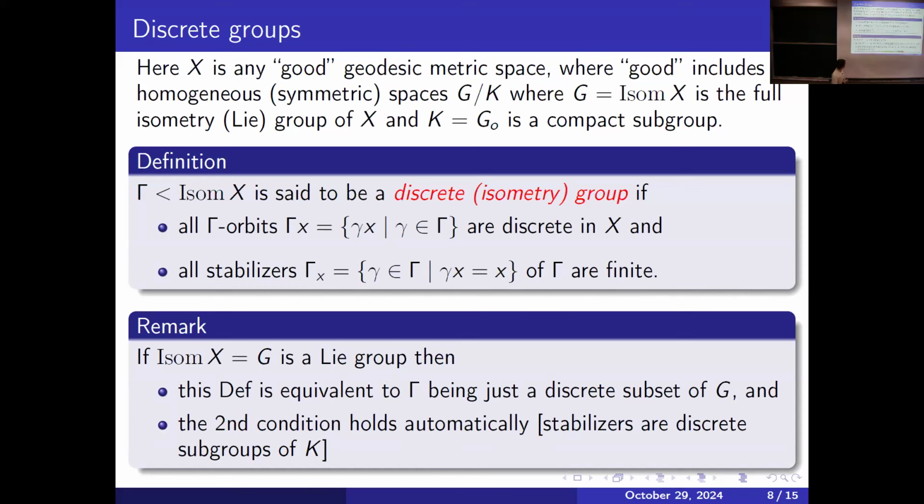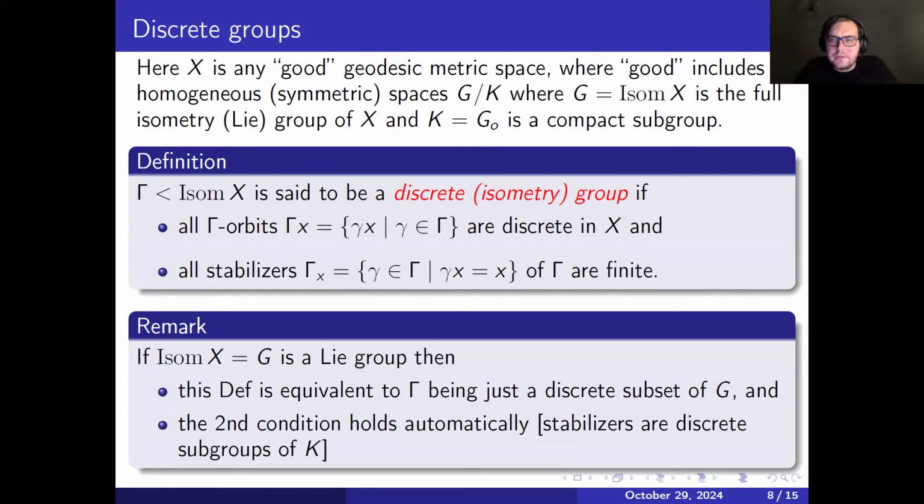And you know that gamma is a discrete subset of G. Then gamma sub x, the stabilizer, is a discrete subset of G sub x. So this is a discrete subset of a compact group. But this implies that it should be finite, right? You cannot have infinite discrete subsets of a compact group. Otherwise, you would have some accumulation points, which contradicts the discreteness of gamma, right?